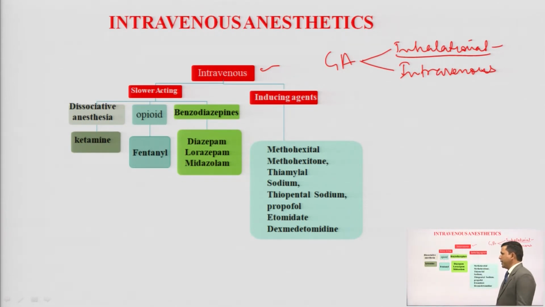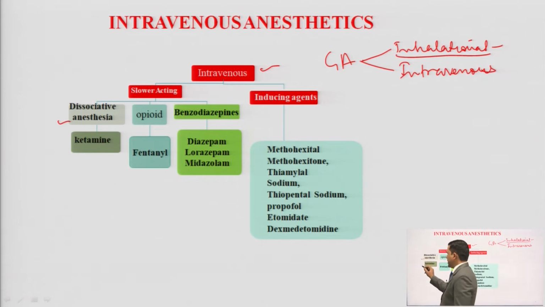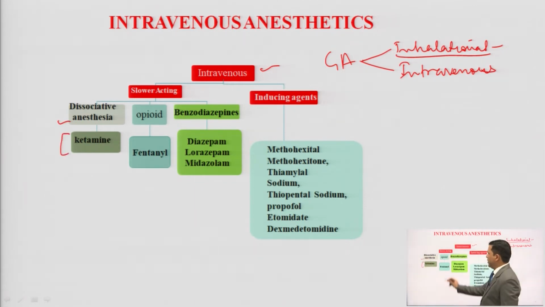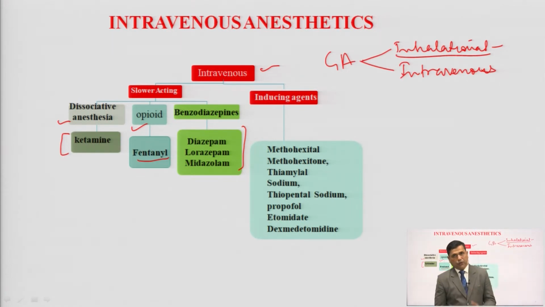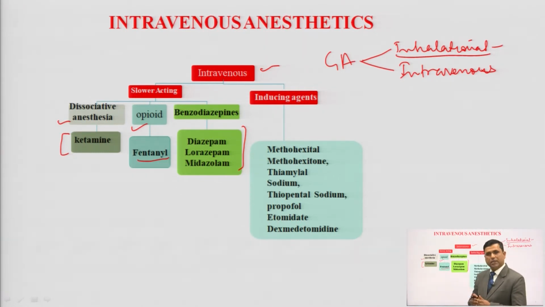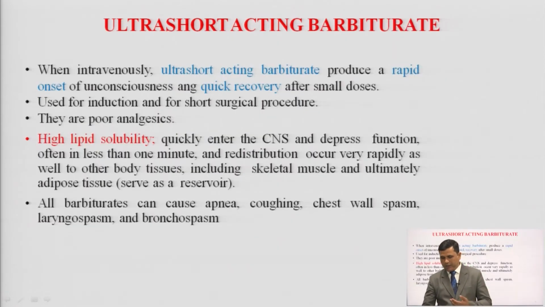In the slower acting category, the dissociative anesthetic example is ketamine. The next category is the opioid, for which we can use fentanyl, and among the benzodiazepines we can use diazepam, lorazepam and midazolam. Among the inducing agents, the most important intravenous anesthetics are methohexital, thioamylal sodium, thiopental sodium, propofol, etomidate, etc.